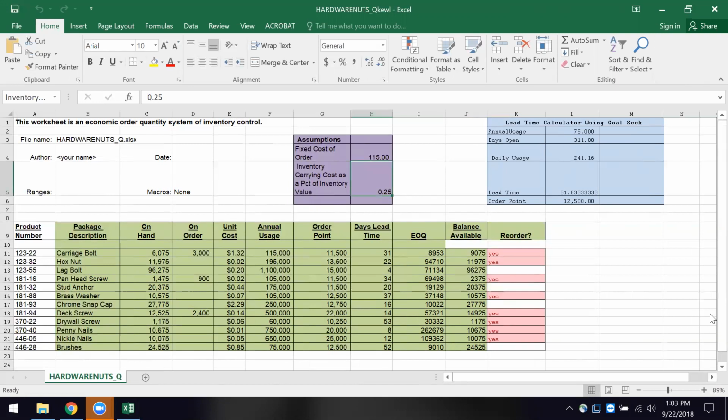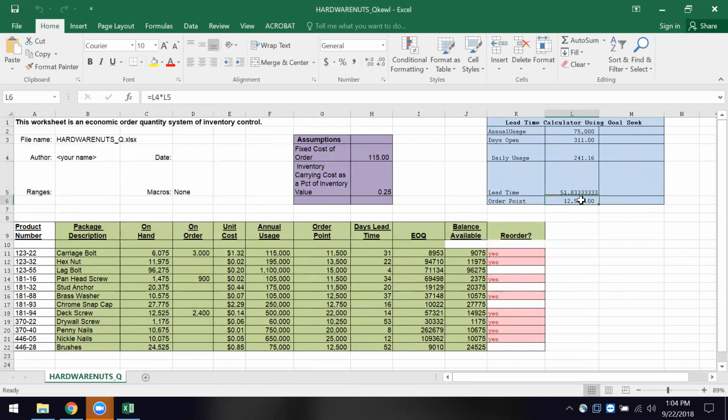Now I've got some lead time calculator over here, and this can be used, okay, to figure out how many days of lead time you need to get your items. And we have the days open, and then the daily usage, and this is the lead time.